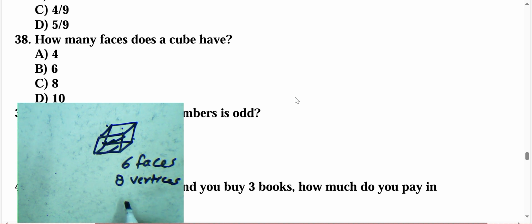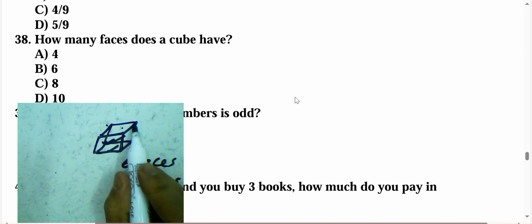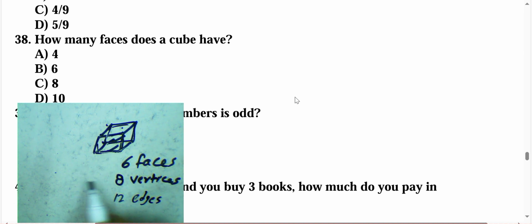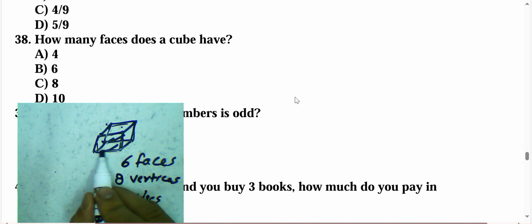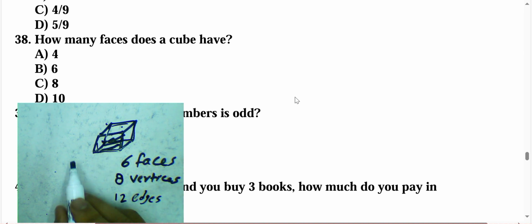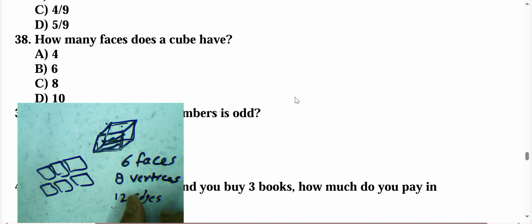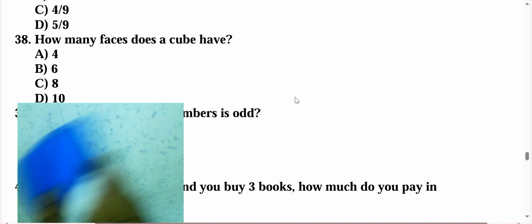And the number of edges, 12 edges. We have 1, 2, 3, 4, 5, 6, 7, 8, 9, 10, 11, 12. 12 edges. So the number of faces of a cube is 6 faces. Each face of a cube is a square. We have 1, 2, 3, 4, 5, 6. 6 congruent faces. They are equal in area. Okay. Then the number of faces of a cube will be 6 faces. Choose letter B for this example.